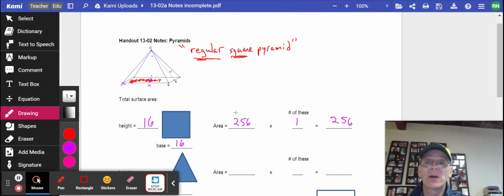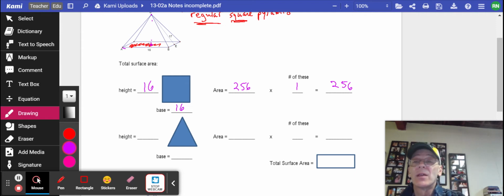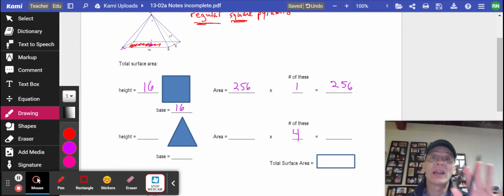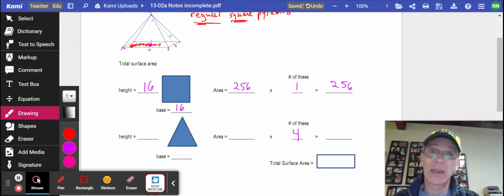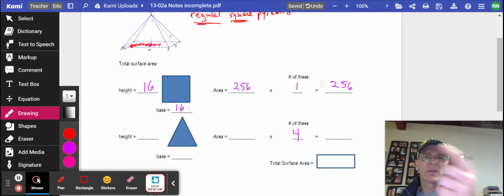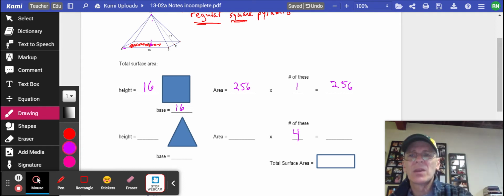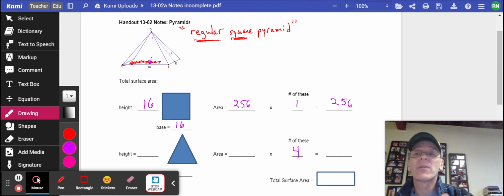However, when it comes to the triangular surfaces around the pyramid, there are 4 of them, and they're all the same if it's a regular square pyramid. And when I give you a pyramid, it's not going to be anything other than regular ever. And I think they're all probably going to have square bases too. But even if I gave you a triangular pyramid, I would give you a regular triangular pyramid where all of the triangular surfaces were the same. Now, what are the base and height of one of these triangular surfaces?